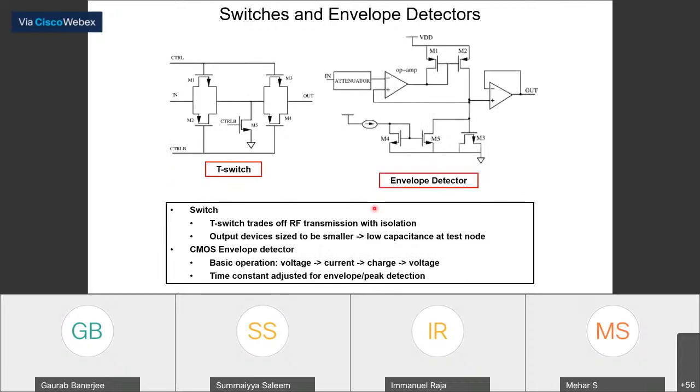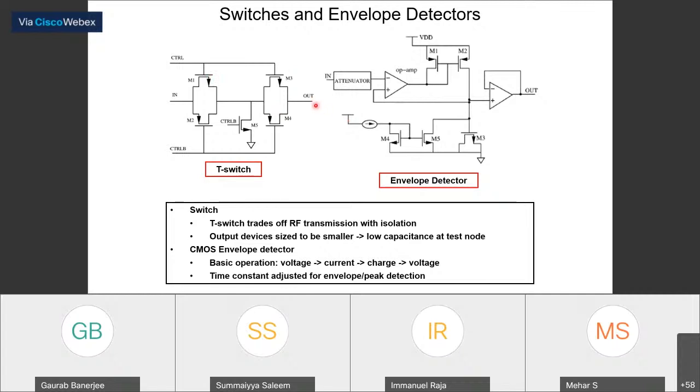So a typical switch in the sensor would look like this. Those of you who design RF switches probably know that you have something called a T-switch, where you use two CMOS pairs, essentially a transmission gate-like structure with a grounding MOS device in between. This side would be stuck to the circuit. This would be the outside world side. And when you turn on these two, then you connect here.